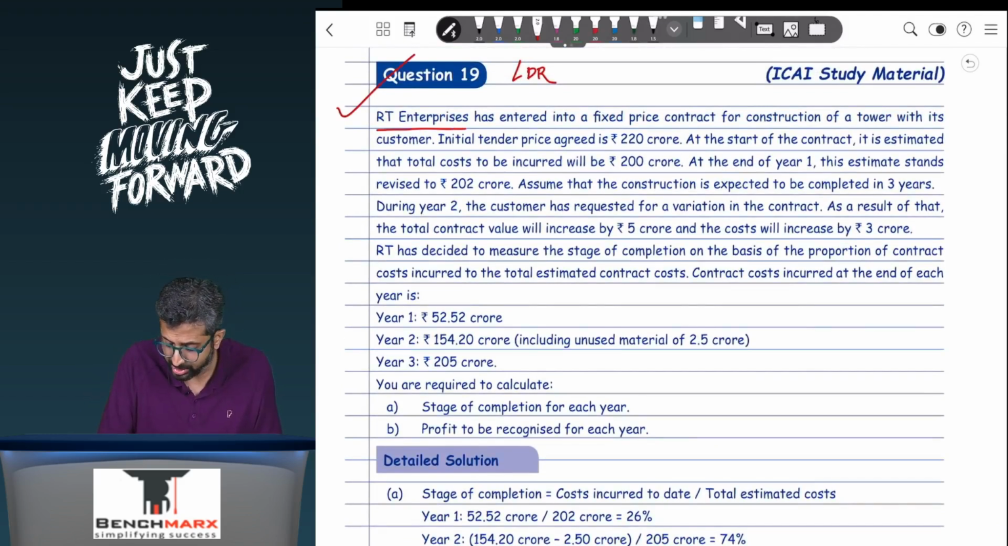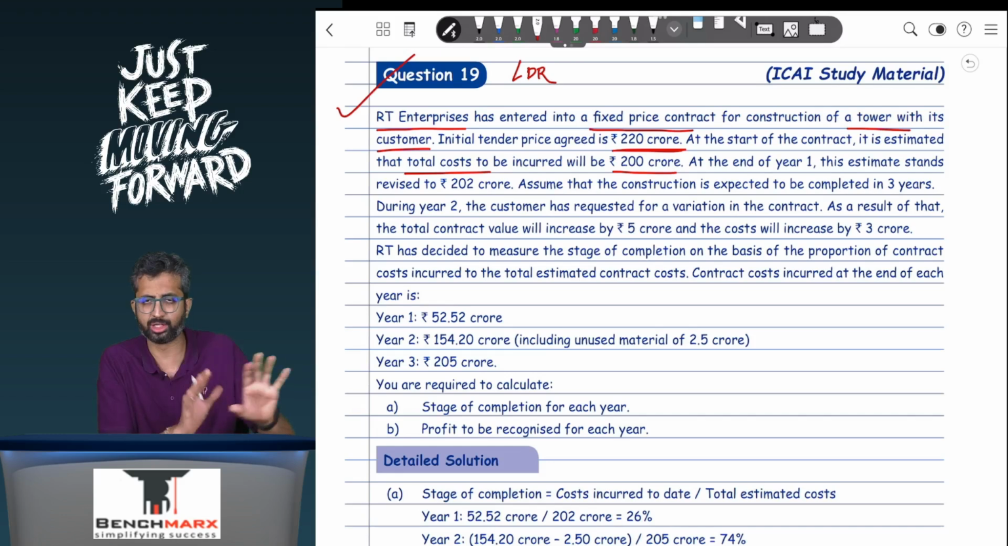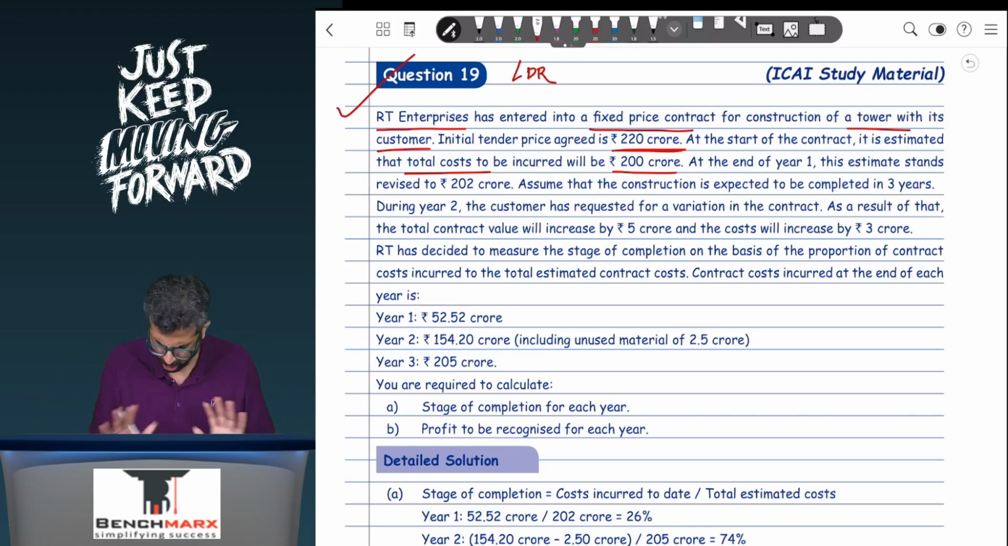RT Enterprises has entered into a fixed price contract for construction of a tower with the customer. The initial tender price is 220 crores. At the start of the contract, it is estimated the total cost will be 200 crores. So at year 0, there is no estimated loss. 20 crores is the estimated profit. So this is 220 minus 200, that is equal to 20.